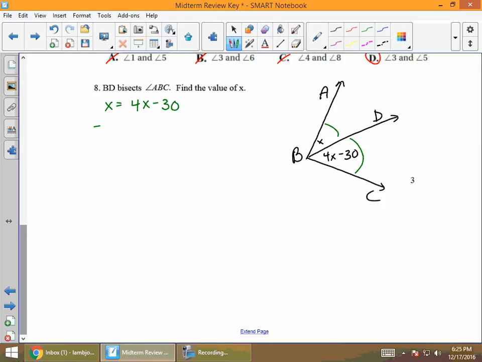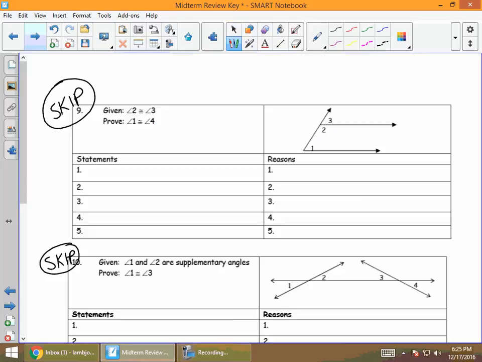Subtract 4x on both sides. So negative 3x equals negative 30. Divide by negative 3, and x is equal to 10. So there is the first page of these three.